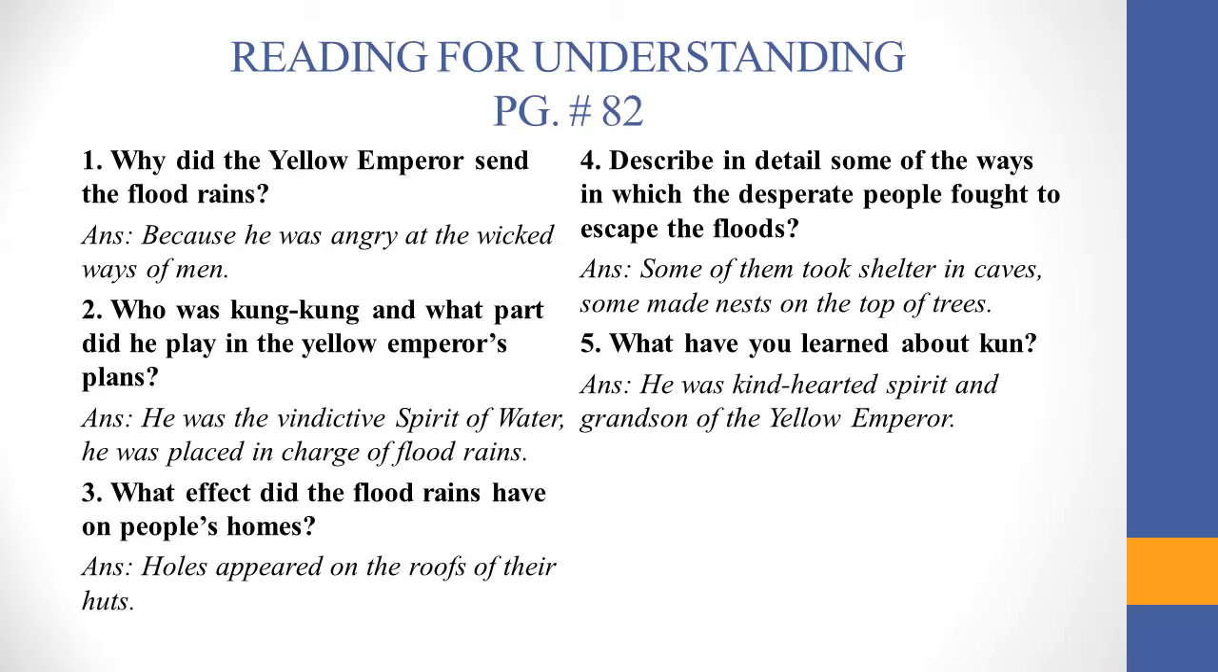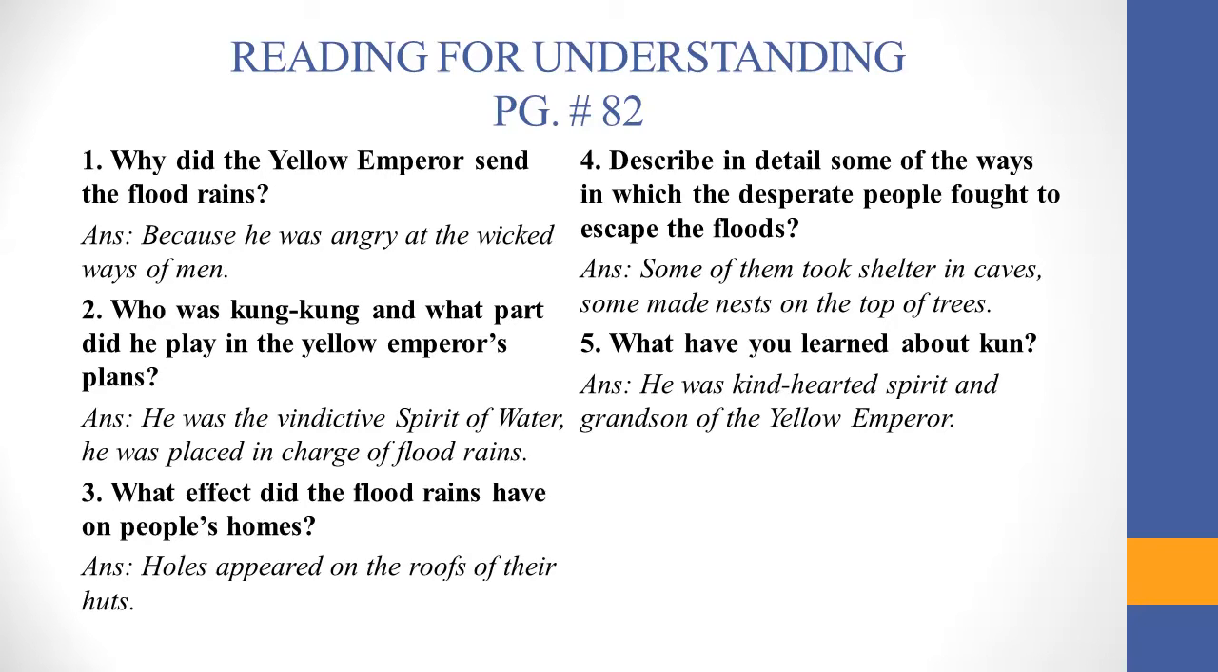Number 4. Describe in detail some of the ways in which the desperate people fought to escape the floods. Some of them took shelter in caves. Some made nests on the top of trees. Number 5. What have you learned about Kun? He was a kind-hearted spirit and grandson of the Yellow Emperor.